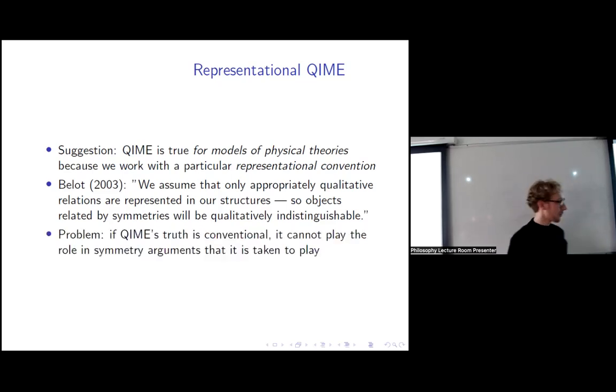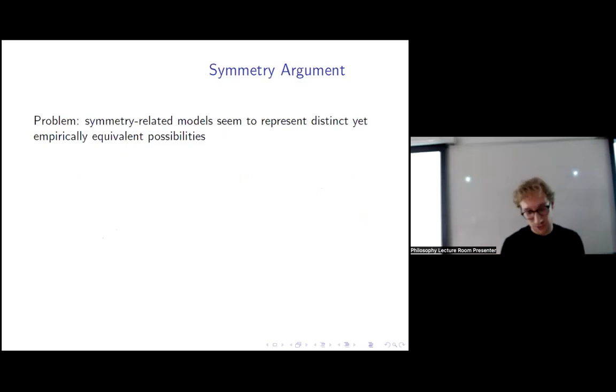But I think there's a problem with this suggestion, which is that if Quine's truth depends on a representational convention, then Quine can't play the role in symmetry arguments that it's often taken to play, right? So the reason people like myself and the other people quoted appeal to Quine is that it plays a certain role in a particular argument, which is as follows, right?